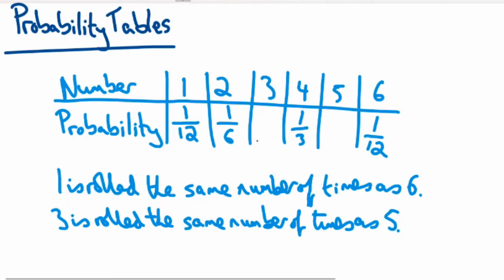Now for the other two, we know that the 3 and the 5 are going to be the same as each other, just as the 1 and the 6 were. But what reference point do we have for what their fractions are? Well, the key to this, as it will be in a number of different places in probability, is that the sum of all the probabilities in any given one scenario must add up to equal 1.